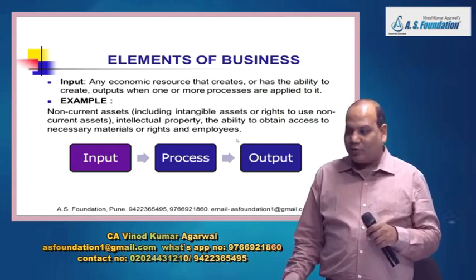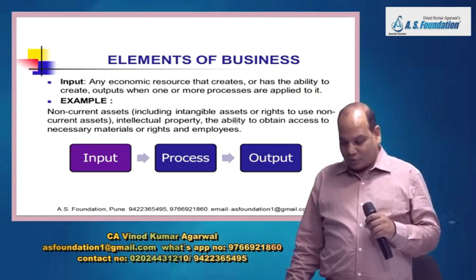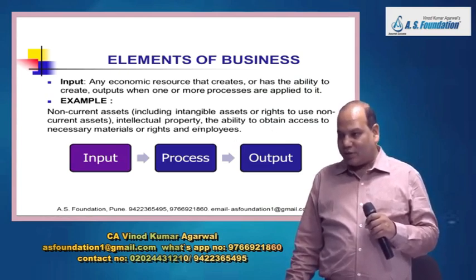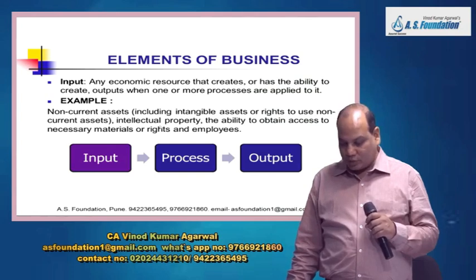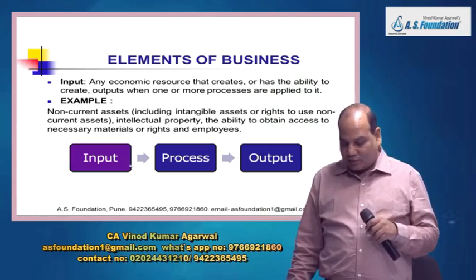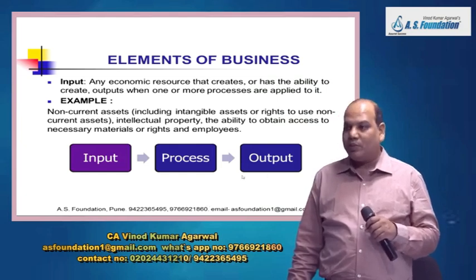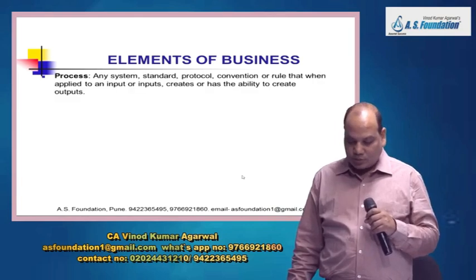Property, plant, equipment are input. Intangible assets are input. Raw material inventories are input. Intellectual property is input. Technology is input. Input should be such that when you apply some set of process, it should be capable of generating output.